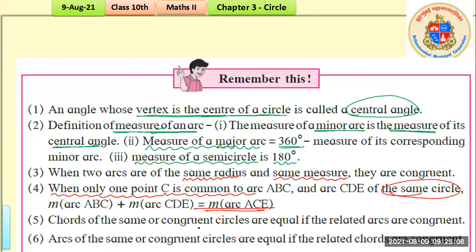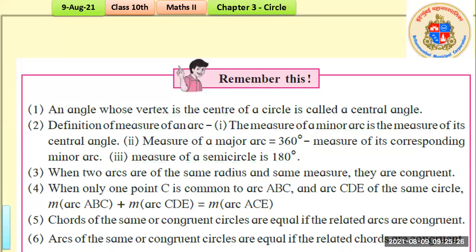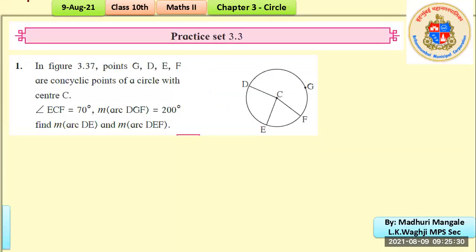All right. Next, we saw two theorems. When can we say that the chords are equal? If the arcs are equal, then the chords are equal, and the reverse: if the chords are equal, then the arcs are equal. All right. So using this concept, now we are going to solve practice set 3.3. We have 3 questions. So let's get started. Everyone, be ready with your books.